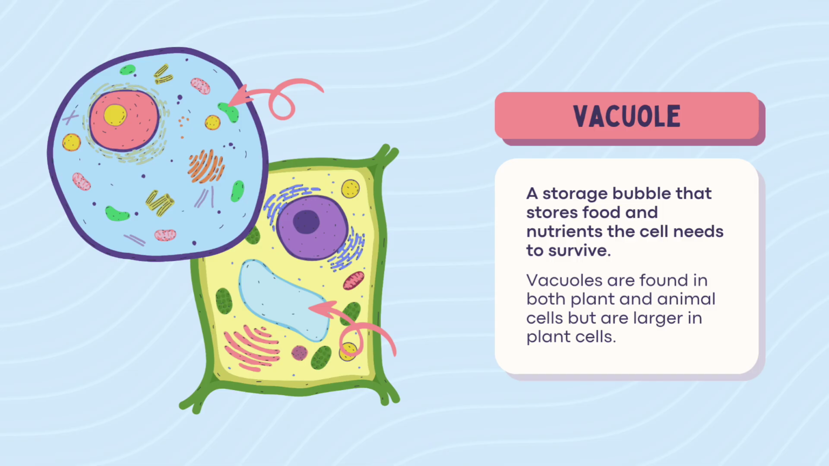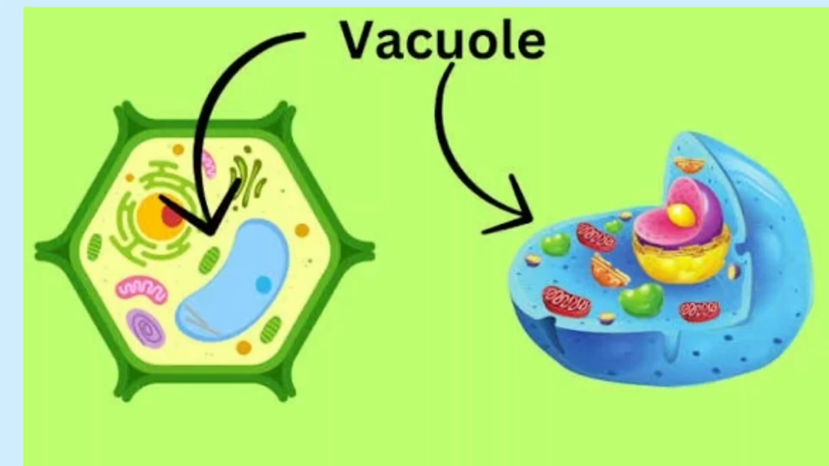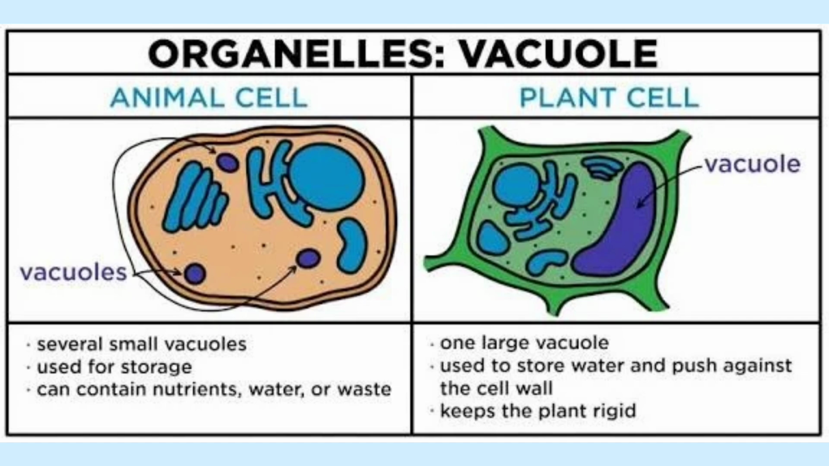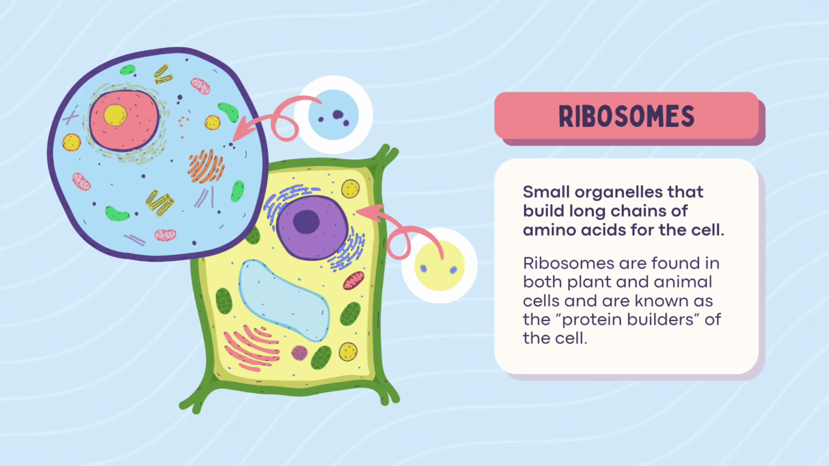Now, let's see vacuoles, the storage bubbles of the cell. Vacuoles store food, nutrients, and waste products. They help maintain the right balance of water and nutrients. In plant cells, vacuoles are much larger and can even help the plant maintain its shape.